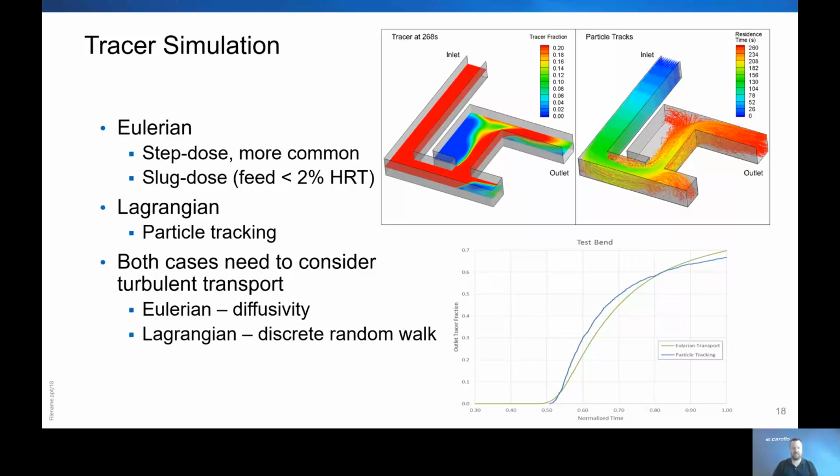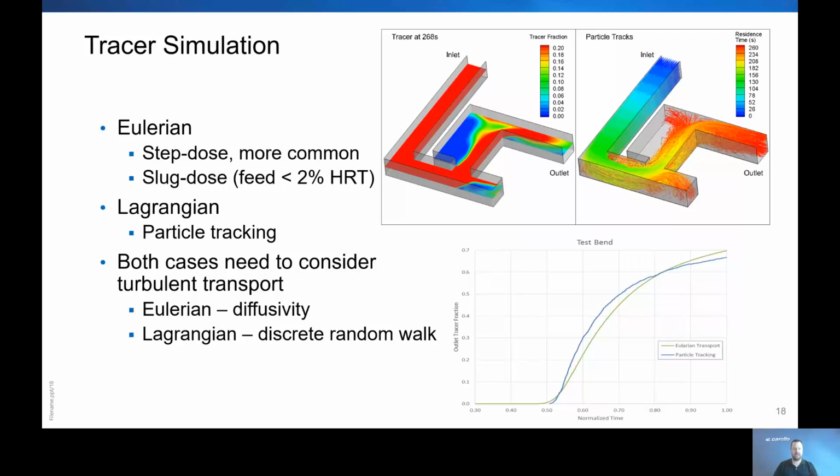So the feed should be less than 2% of the hydraulic residence time in this case. The reason a step dose test would be preferred is as the slug dose gets diffused through the domain, we start getting into very small numbers, and there can be some round off error in the solution. You can also use a Lagrangian method with particle tracking, releasing particles at the inlet and tracking them through the domain. This approach is also appropriate. It tends to predict a slightly lower baffle factor, and so it is conservative.